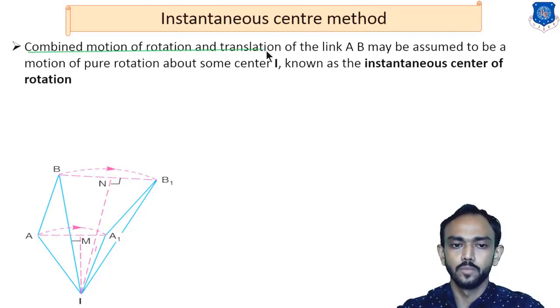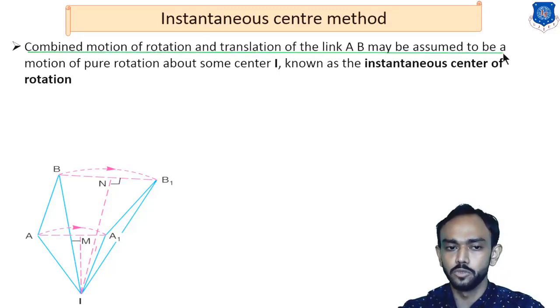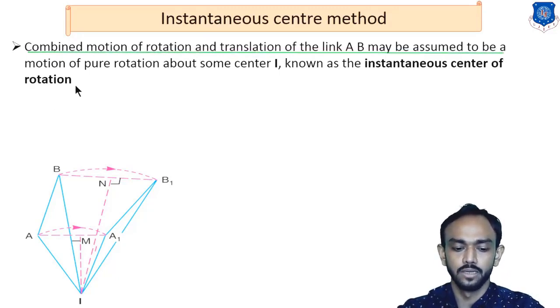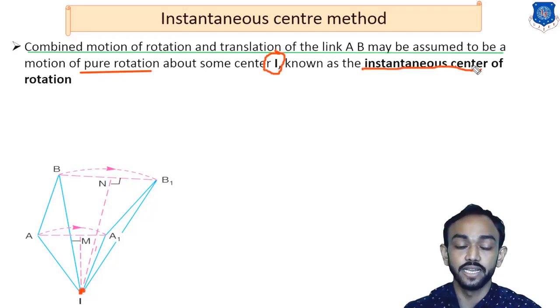The combination of rotation and translation motion of the AB link may be assumed to be pure rotation. Okay, pure rotation about some center. Which center? The I center, which is known as the instantaneous center of rotation. With respect to that, the AB link is purely rotating, although there is a combination of rotation and translation.